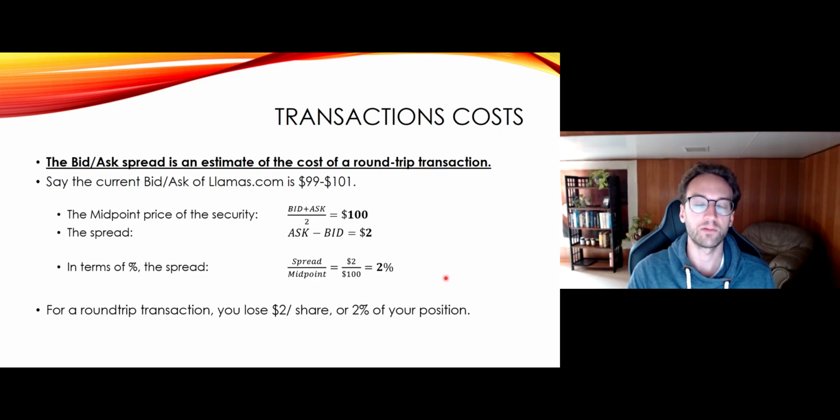Thus, if you make a round trip transaction, if you buy and then sell the stock, you're losing $2 per share. That's your cost, your round trip trading cost of $2 per share, or 2% of the net value of your position. Your position value determined based on the midpoint price of the security and the number of shares you get.